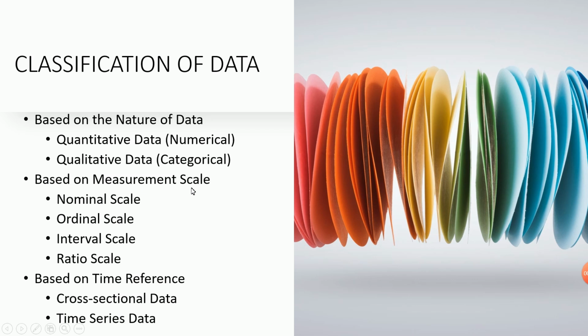Next comes based on measurement scale, that is nominal scale, ordinal scale, interval scale, ratio scale. I hope you know what is what, or else we will see it in research methodology, in unit 2. I don't want to get into this today. Next, based on time reference, that is cross-sectional data or time series data. Cross-sectional data means that in a particular period of time I am collecting data from multiple different points. Time series means I am collecting data from a single source over a certain period of time.